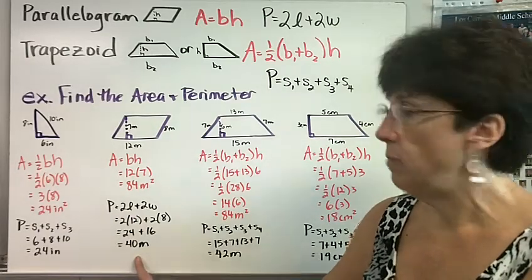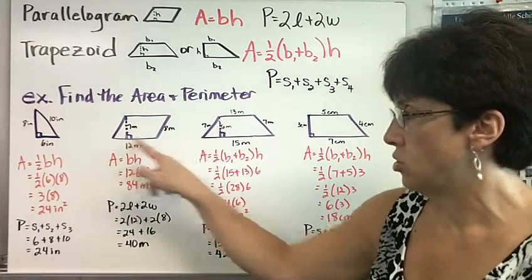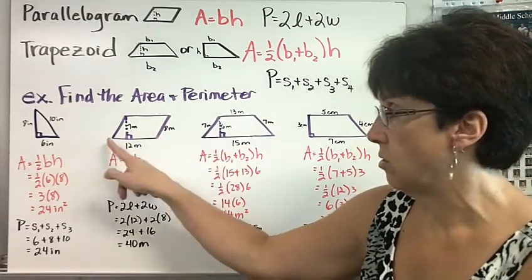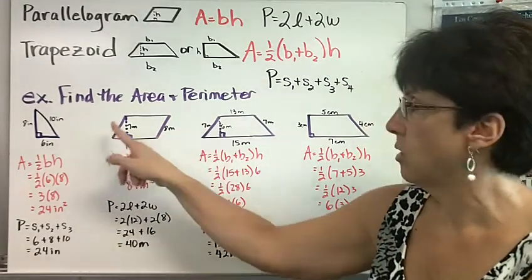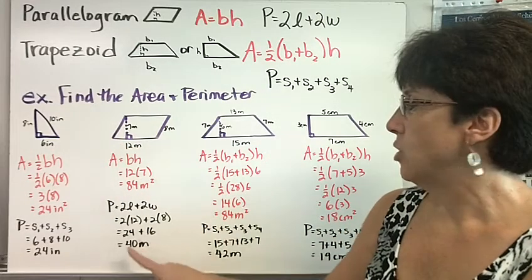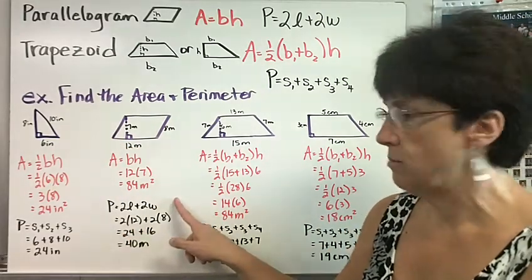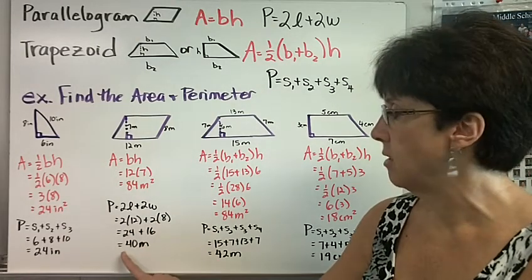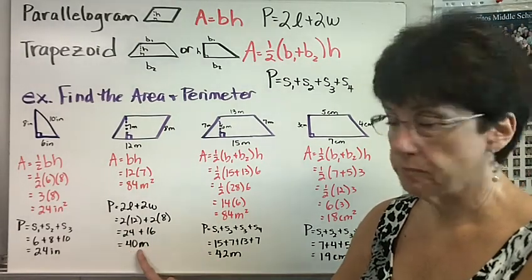Perimeter of a parallelogram, there's 2 12s here. We just don't write the top one in. And there's 2 8s here, the left side and the right side. So it's 2 times the length plus 2 times the width. 2 times 12 plus 2 times 8, 24 plus 16, 40 meters.